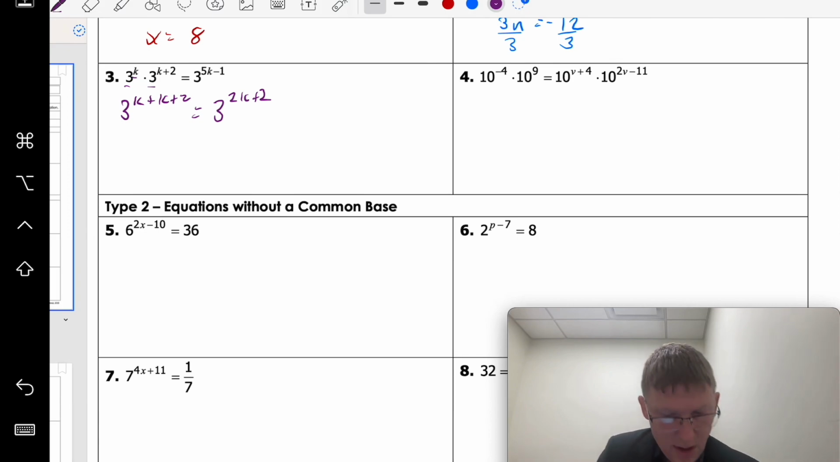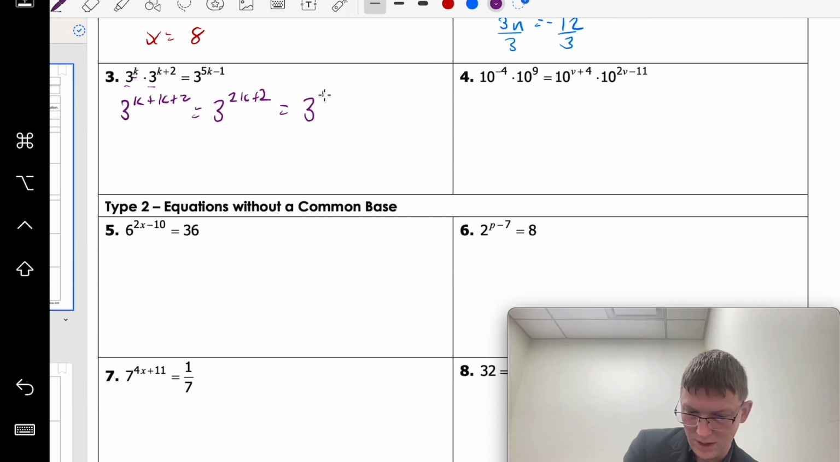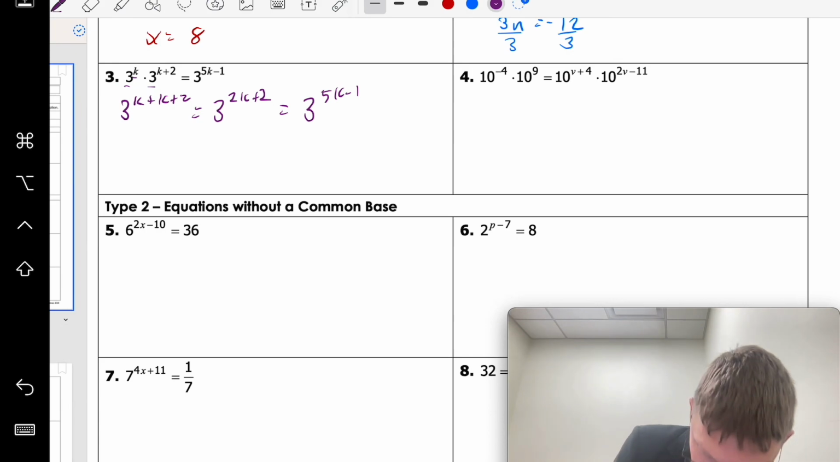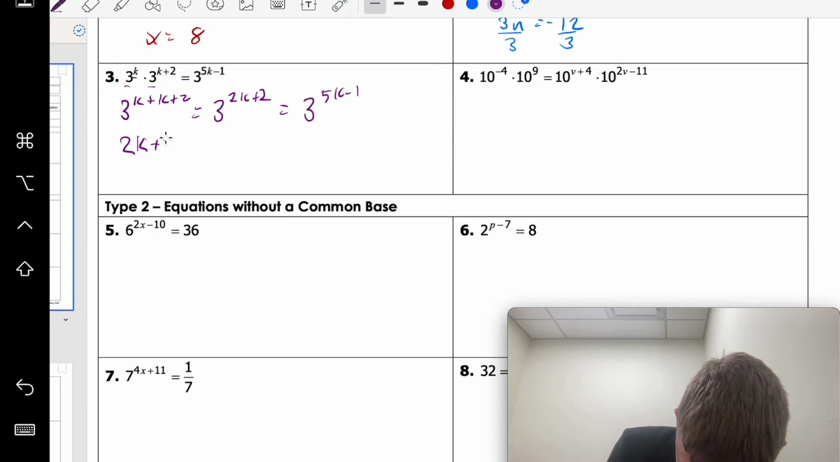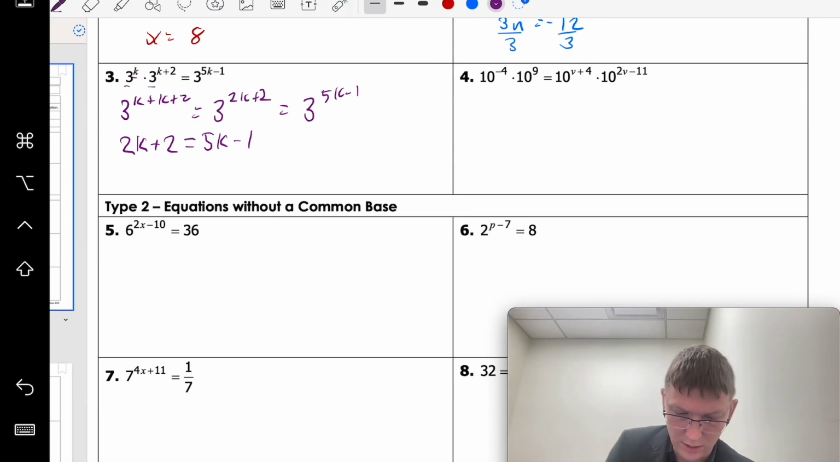Plus 2. So then now we can set that equal to our 3 raised to the power of 5k minus 1. And then we're going to go back to what this section is all about. And we can say 2k plus 2 equals 5k minus 1. And then from there, we're going to solve.